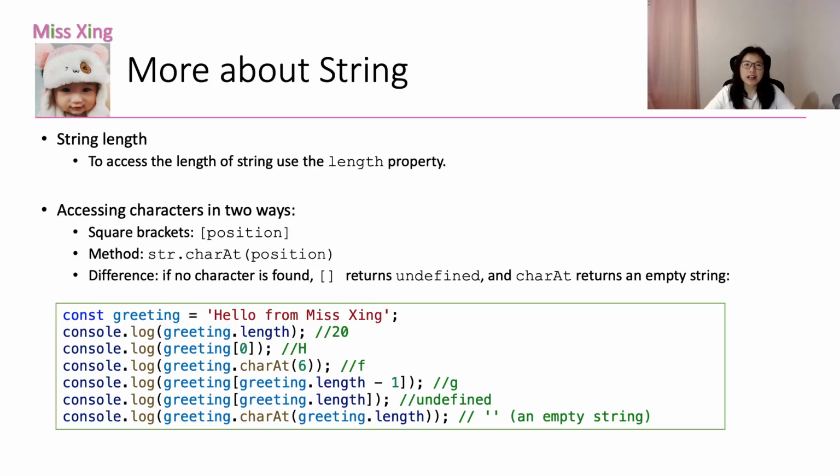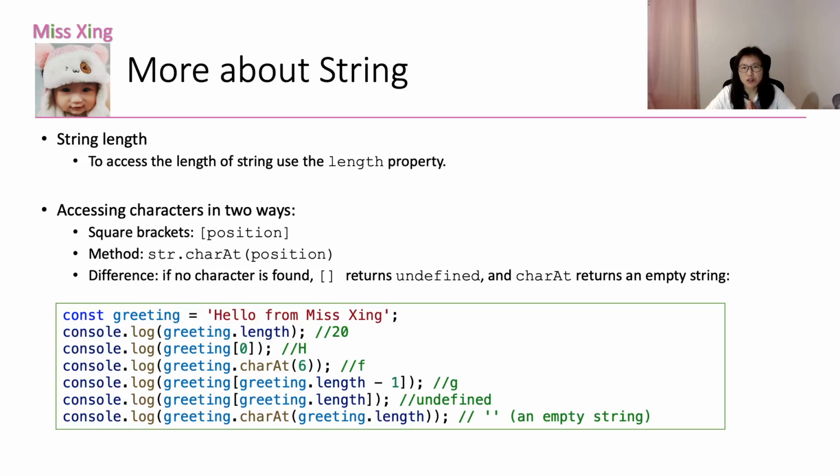If we want to get the length of the string, we can use the length property. I will show you later how to do it. It's a property, it's not a method. And to access the characters, we have two ways. One is to use a bracket and we give a position, which is the index.